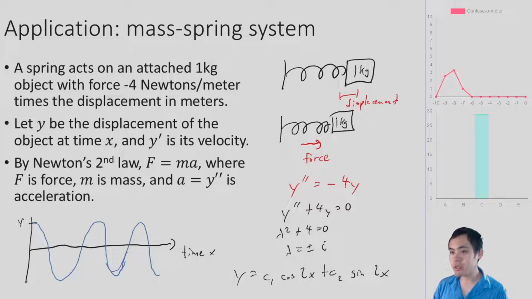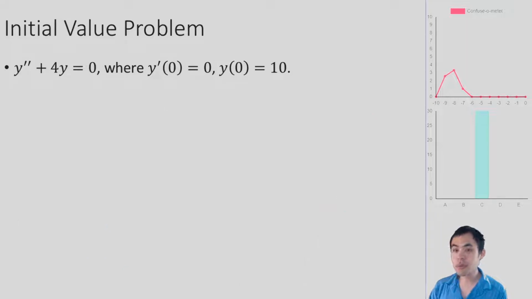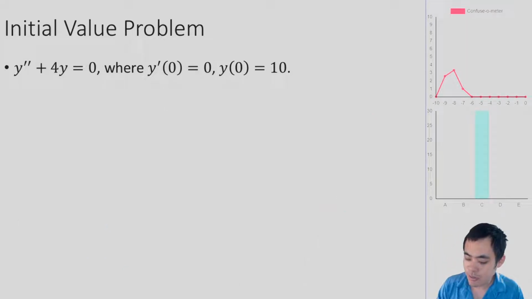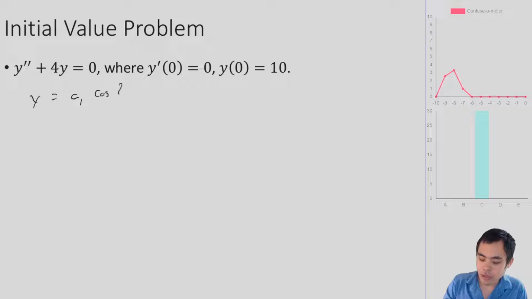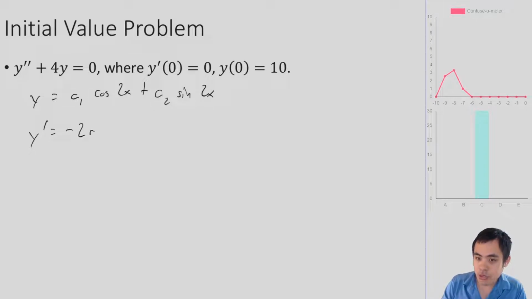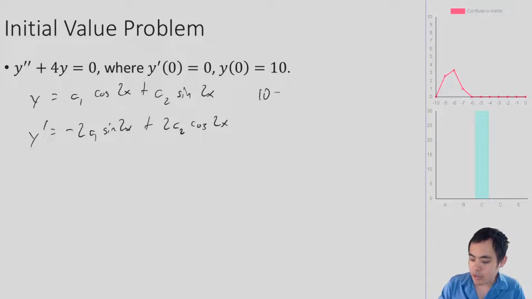The other thing you can do here is solve the initial value problem as well. The initial value problem is where you have y double prime plus 4y equal to 0, and you give an initial place and an initial velocity. We already solved this, so y is equal to c1 cosine 2x plus c2 sine 2x, and we know that y prime is going to be equal to minus 2c1 sine 2x plus 2c2 cosine 2x.